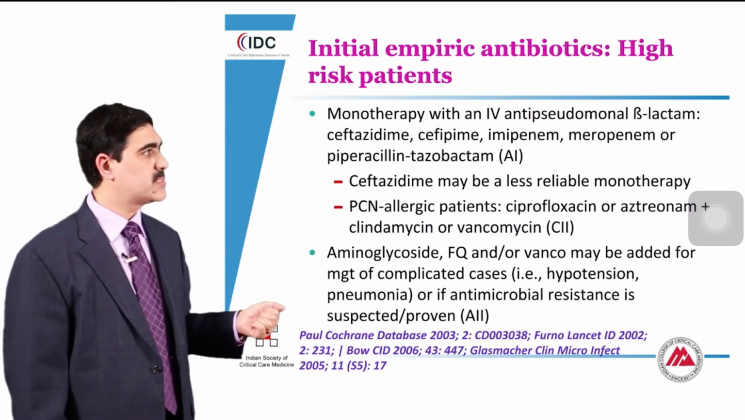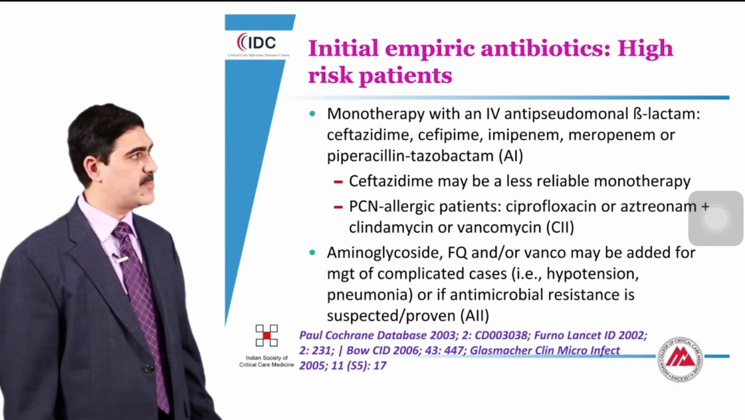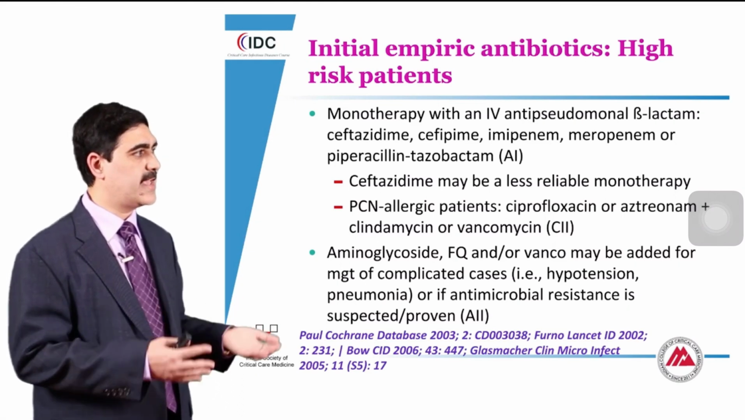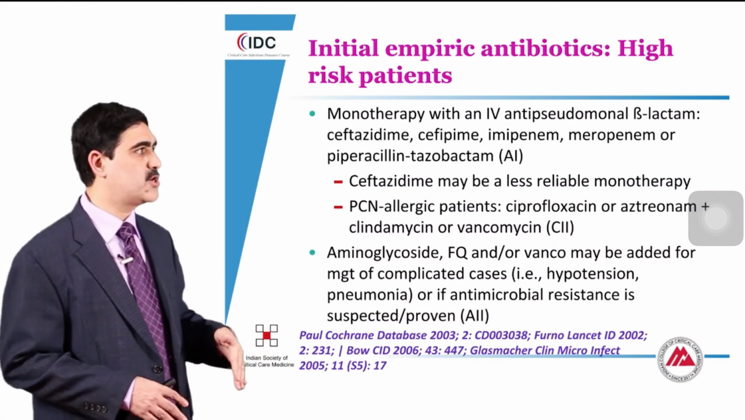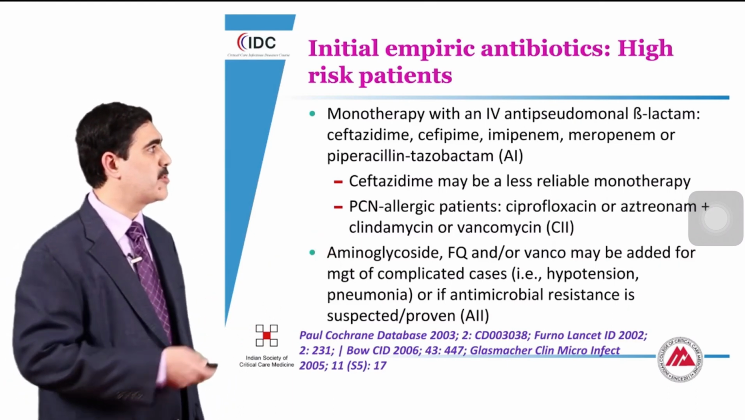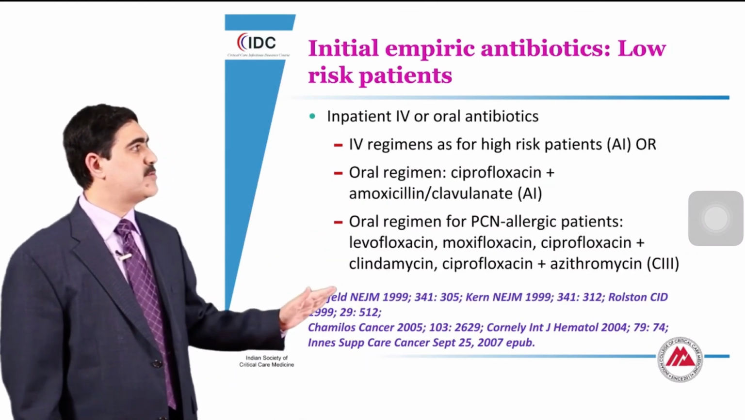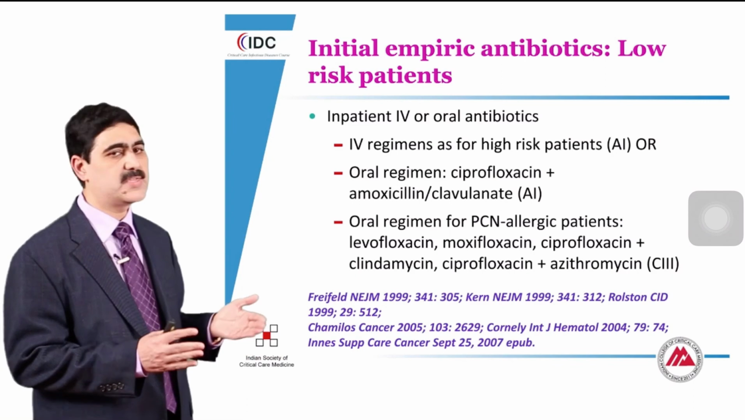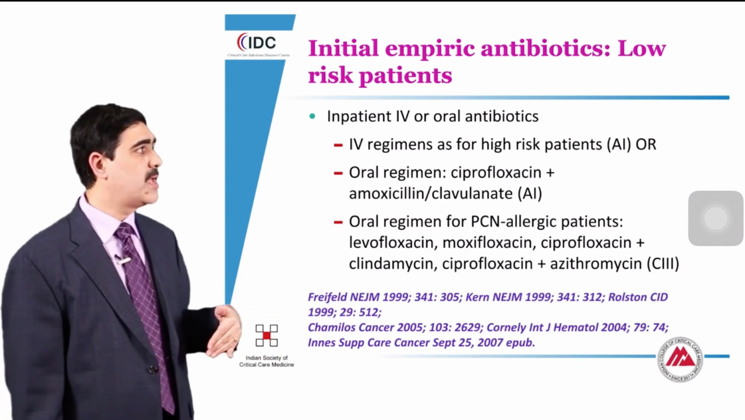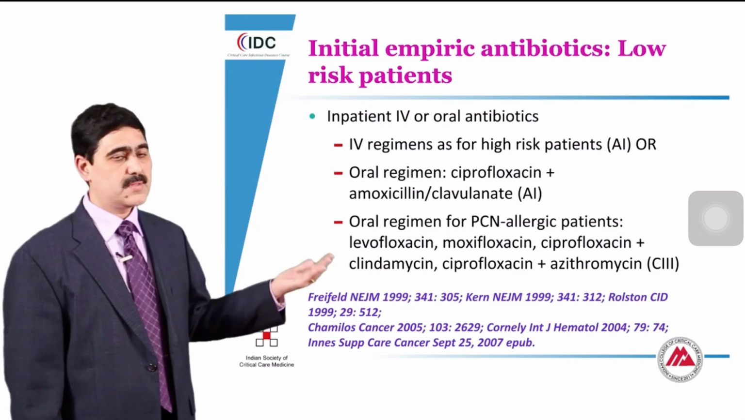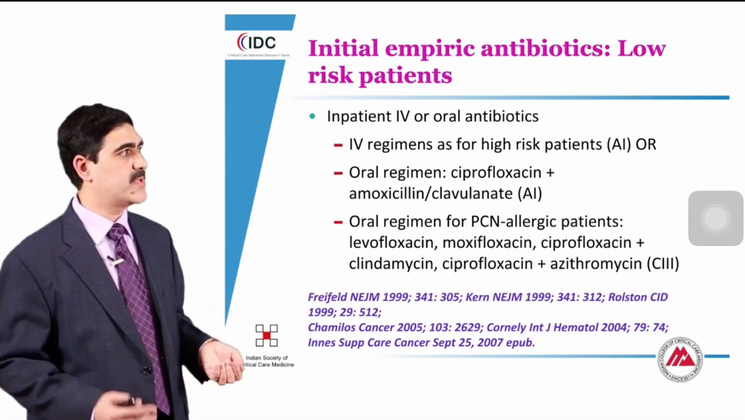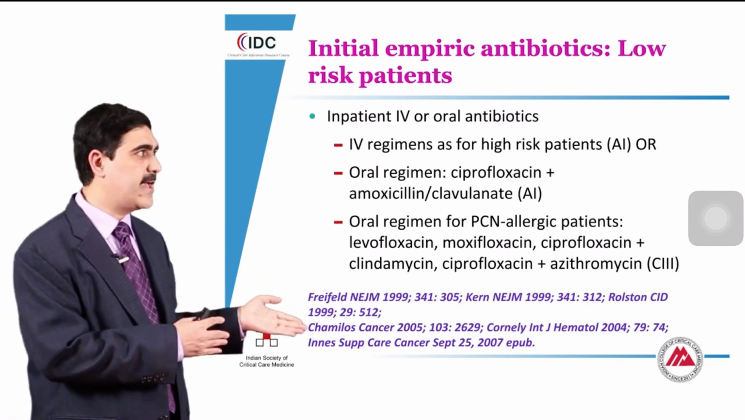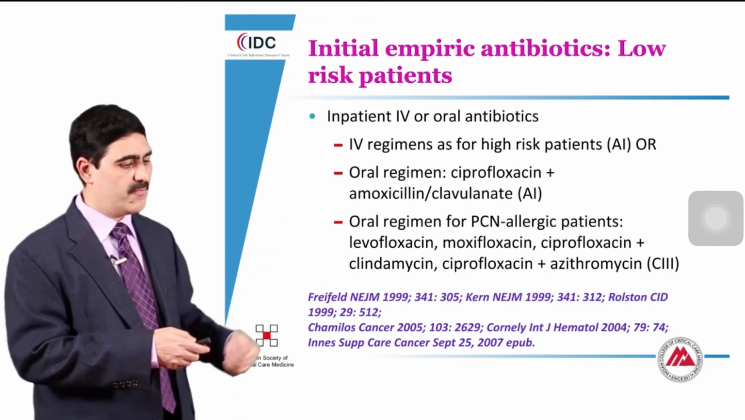Aminoglycosides, fluoroquinolones and or vancomycin can be added for management of complicated patients if you are suspecting antimicrobial resistance. And again, in our country where we do see a lot of Acinetobacter, we may need to target the therapy appropriately. Different regimens may be used, and a lot of the times we do see oncologists preferring to manage some of these neutropenic patients out of the hospitals. If you need to use oral regimens, ciprofloxacin, levofloxacin along with amoxicillin clavulanic acid may be used. And if you are suspecting a higher risk patient or those who are getting hospitalized, we use IV regimens.